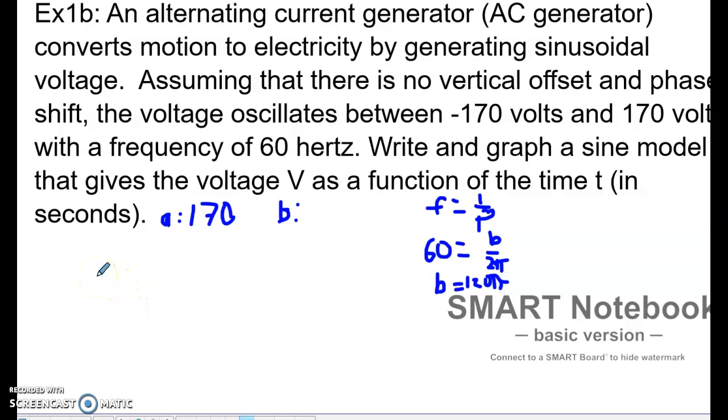So our equation, and this is in terms of V, so voltage is 170, and we are using the sine function. It told us to use sine of 120 pi times t.